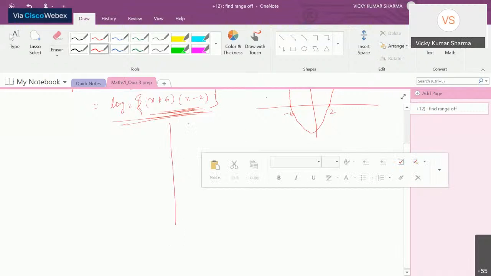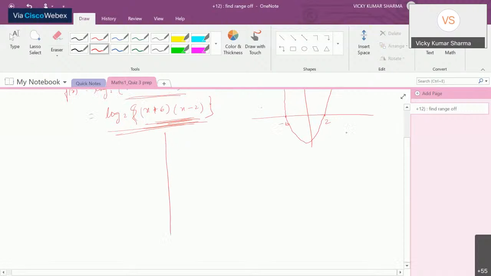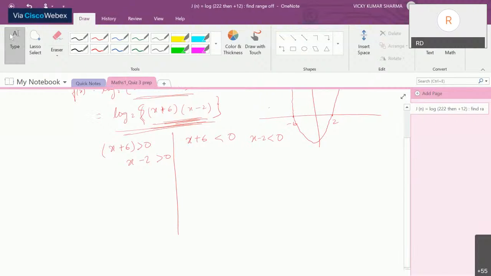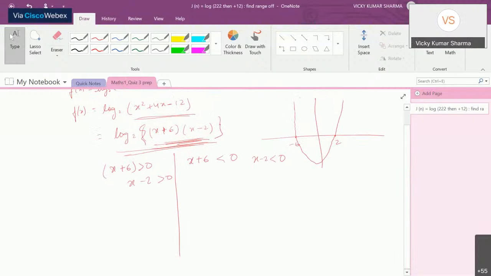When will this be positive? When x plus 6 is greater than 0 and x minus 2 is greater than 0. And another case is x plus 6 lesser than 0 and x minus 2 lesser than 0. Had these two been lesser than 0, then this would become positive. In both the cases, it will become positive. Once again, repeat.